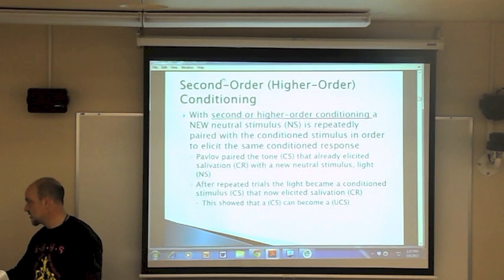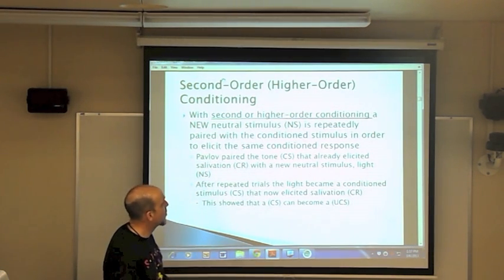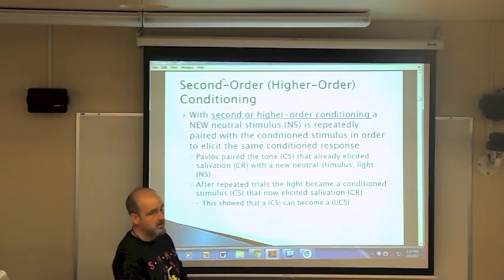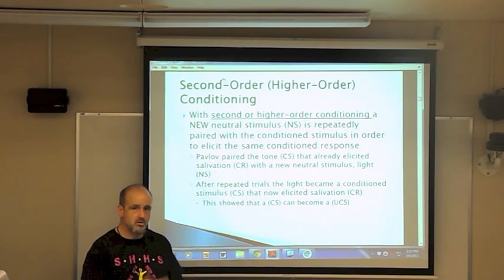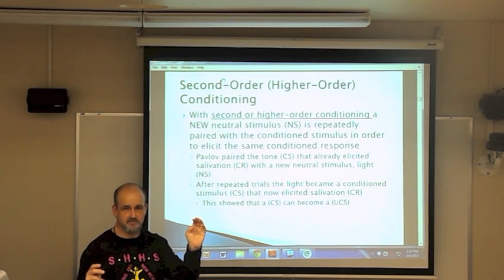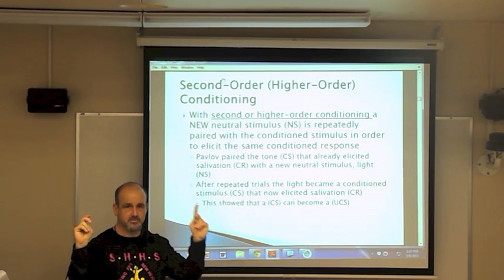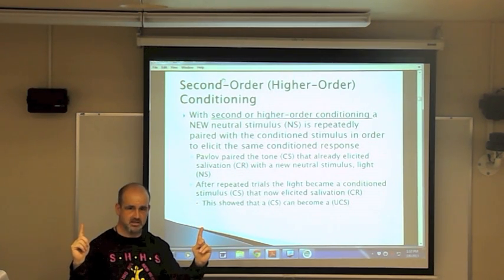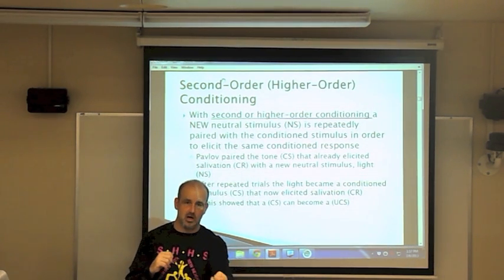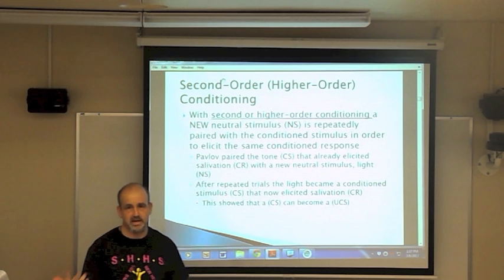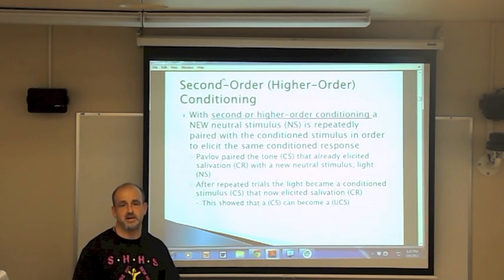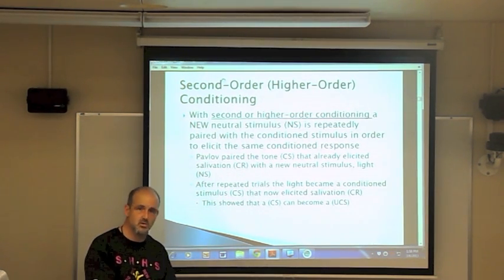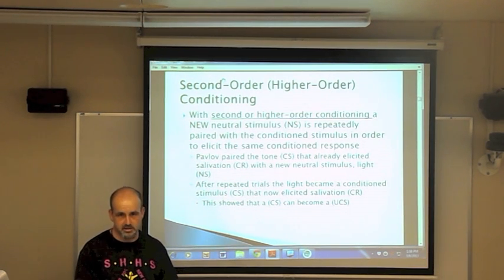Now, with second or higher order conditioning, okay? Let's say you have the dog. Now going back, we'll start over. Originally you had the meat powder or food, we'll just say food, cause the dog to automatically salivate. So unconditioned stimulus, unconditioned response. Now you want to simply have the dog associate a bell with the food. So how do you do it? You ring the bell and give the dog the food. The dog will learn that every time it hears the bell, it expects to get food. So the bell went from a nothing stimulus, or neutral stimulus, to now a learned stimulus.